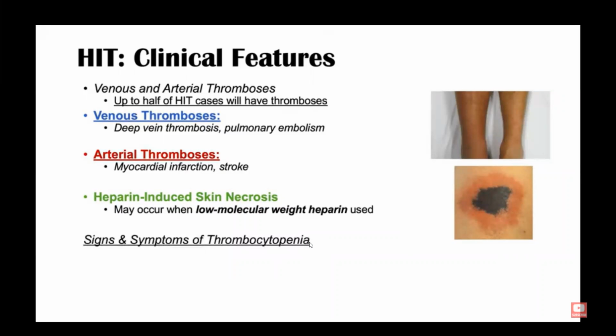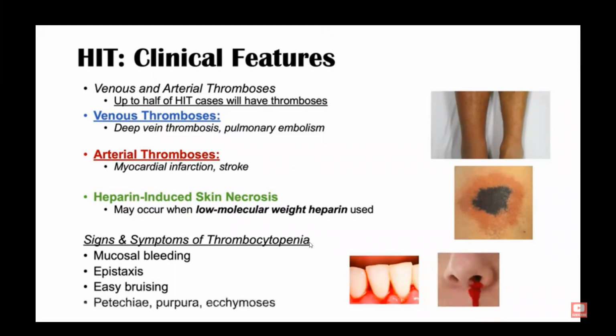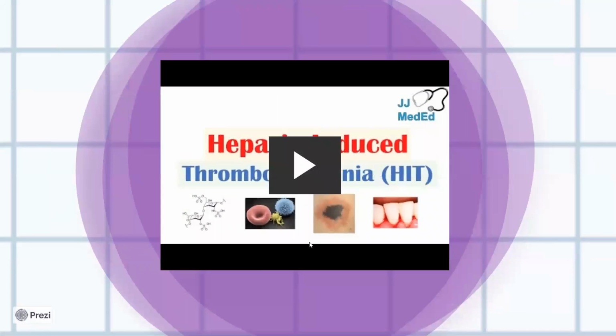And you can also see signs and symptoms of thrombocytopenia. This is a thrombocytopenia, so you can see signs and symptoms of a low platelet count. So things like mucosal bleeding, so bleeding around the gums, bleeding from the skin. You can see epistaxis, so a bloody nose. You can see easy bruising. And you can see petechiae, purpura, and ecchymoses.